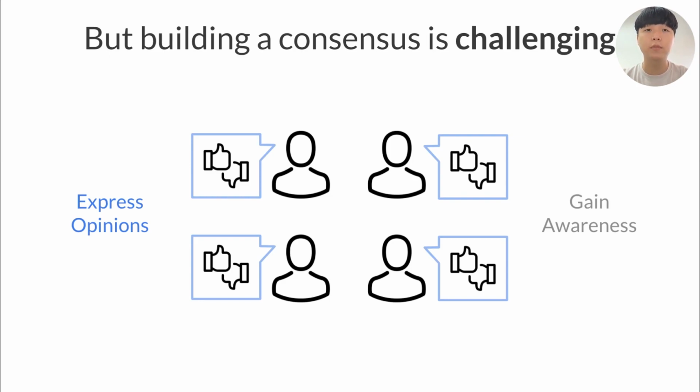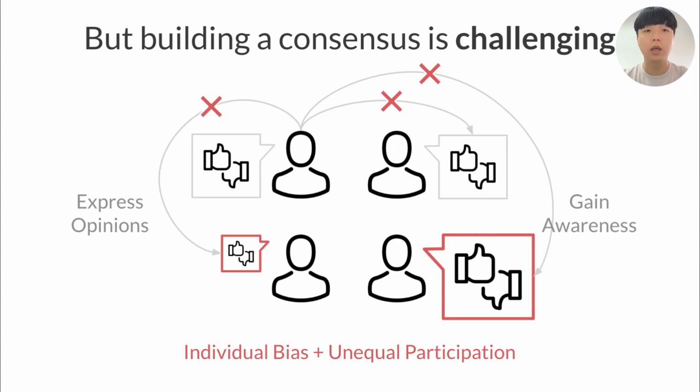Members must expend significant time and communication effort to express their opinions and gain awareness of their other members' preferences. Further, other factors such as individual biases and unequal participation can prevent groups from reaching an effective consensus.